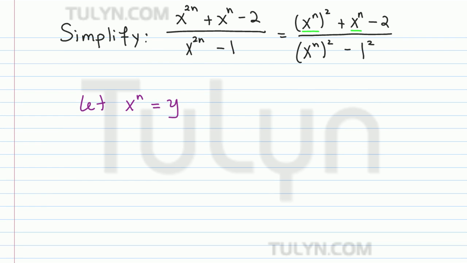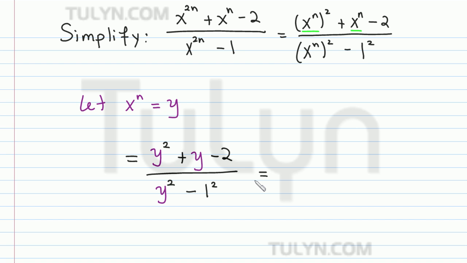So now our new equation, replacing all the x^n's with y's, is going to look like (x^n)^2, so y squared, plus x^n, which is just y, minus 2. And then in the denominator, we get (x^n)^2, so y squared minus 1 squared. And so now this looks like something a little bit more manageable, right? This looks like the regular trinomials in one variable that we're used to.